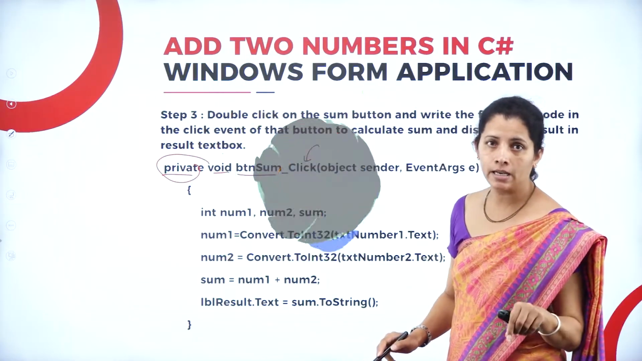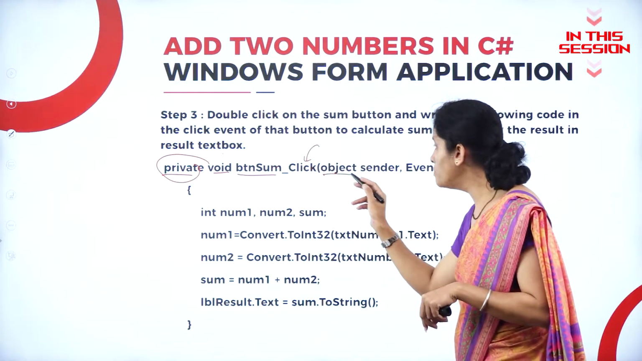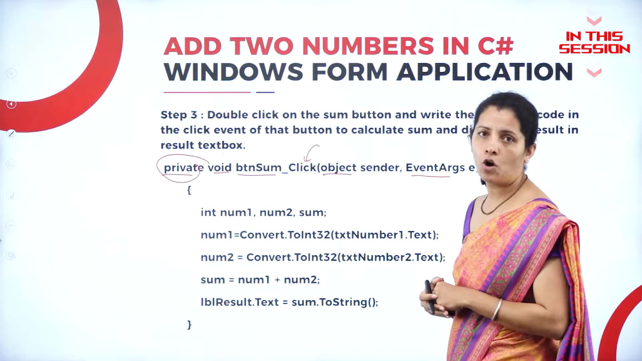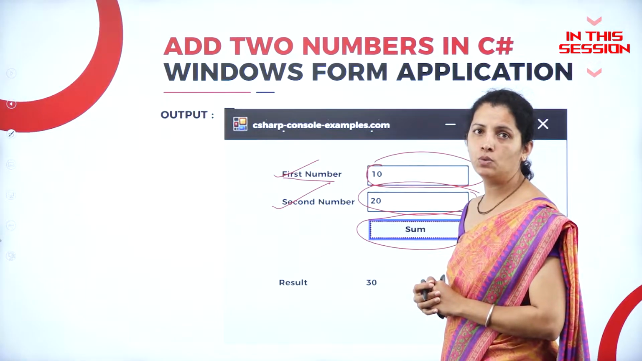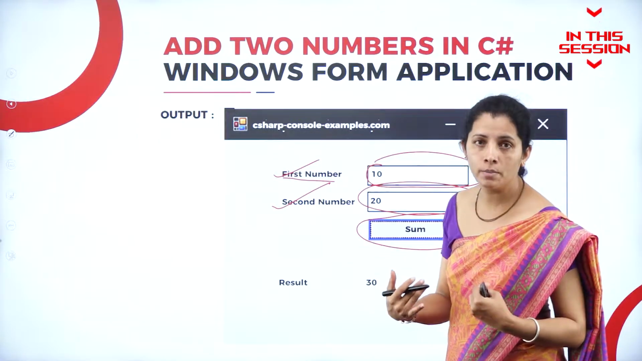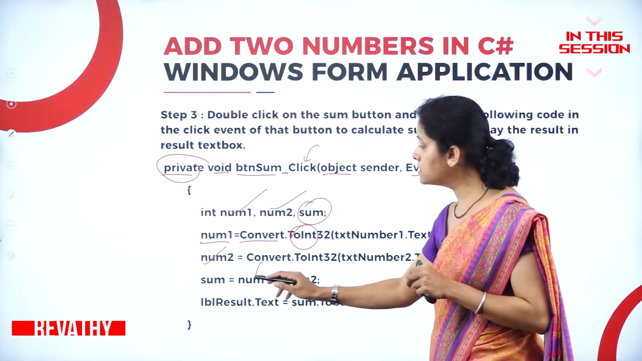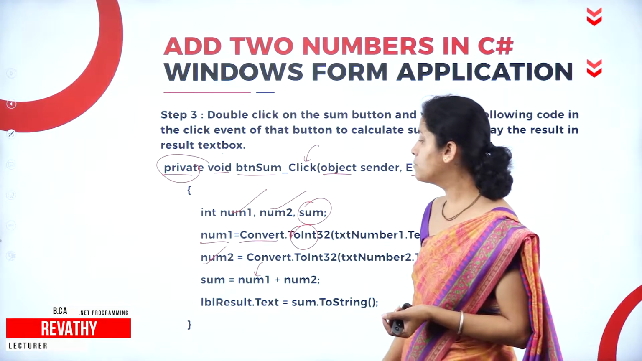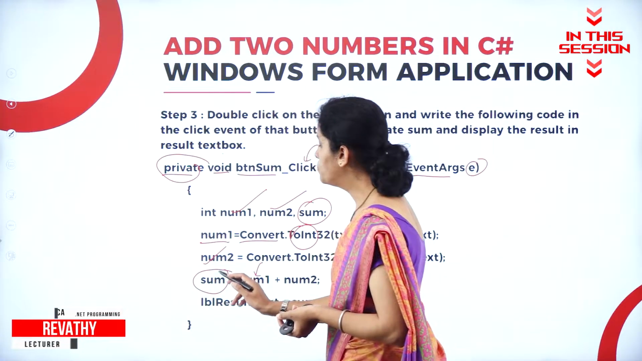When I click the button, I have the object called sender and I have the event argument called E. Dear student, I am able to align and design the controls based on my wish. Both the numbers are integers, so directly I can add them and store the output in sum.